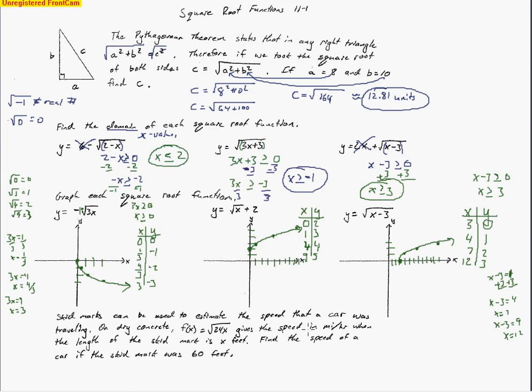So find the speed of the car if the skid mark was 60 feet. So we're going to put 60 in place of that x right there. And so now we've got the square root of 24 times 60. And so I multiply those two numbers, and I end up with 1,440. And so now we just plug that number into the calculator, and we get an approximate. Now I'll round it to the nearest hundredth. So I end up with 37.95 miles per hour.